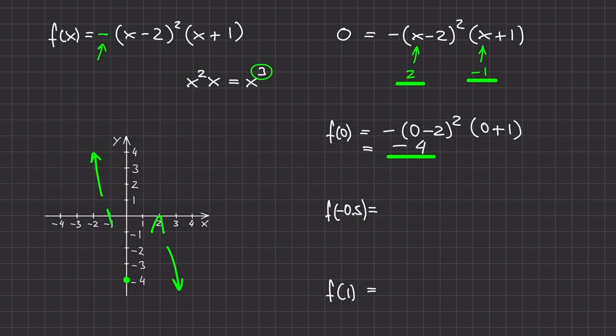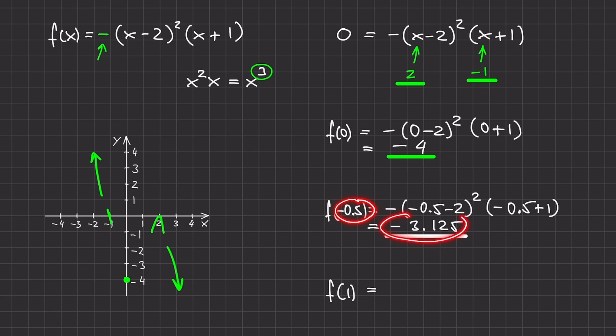So f of negative 0.5 equals the negative of negative 0.5 minus 2 in parentheses squared times negative 0.5 plus 1 in parentheses. Negative 2.5 squared is 6.25. So we get negative 6.25 times 0.5, which is negative 3.125. So the point negative 0.5 comma negative 3.125 is on the graph.